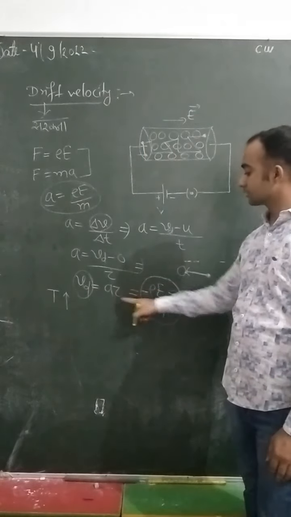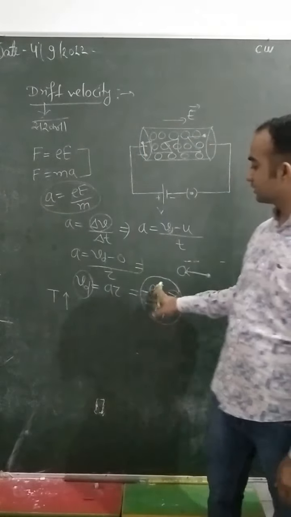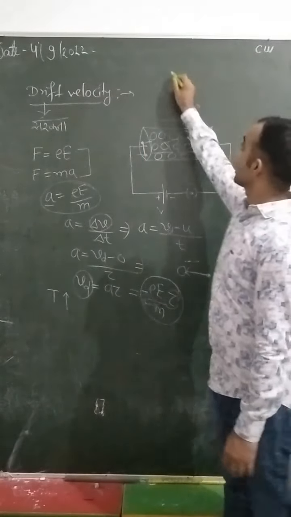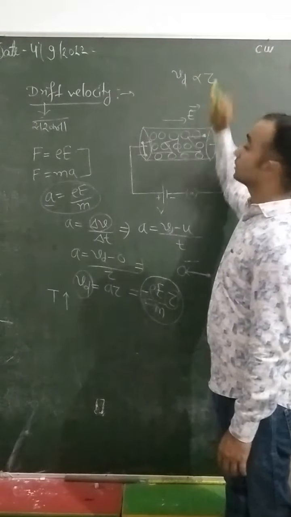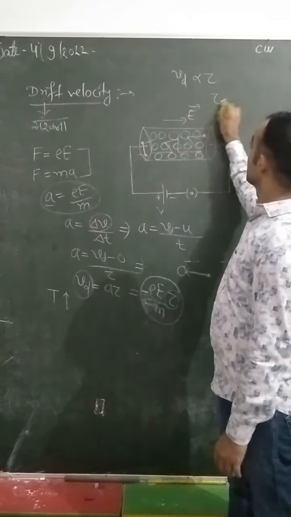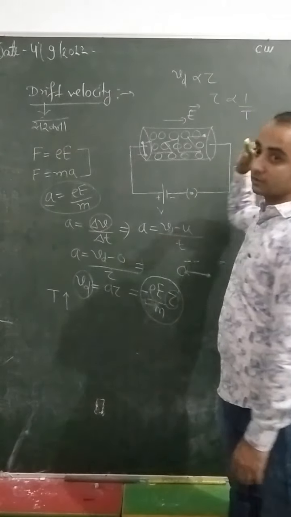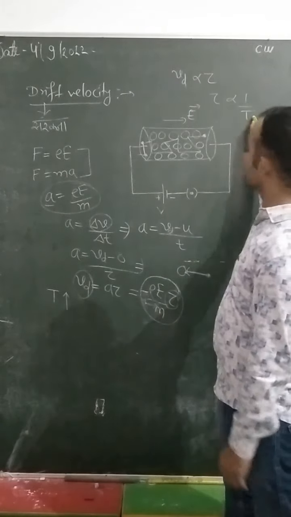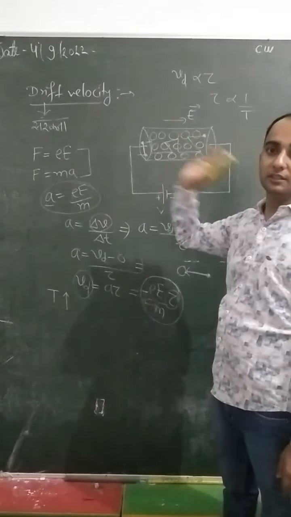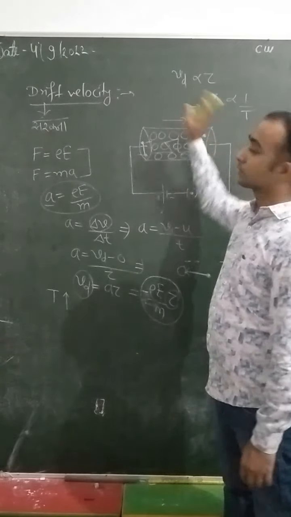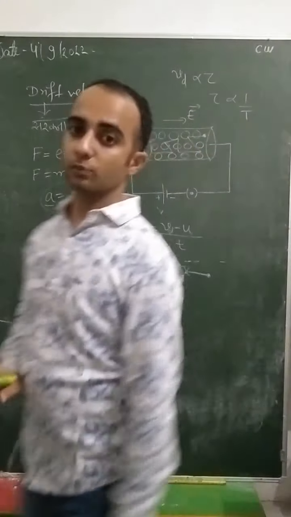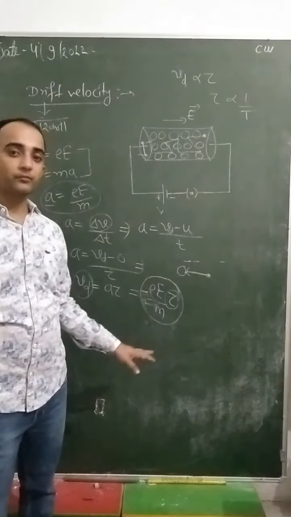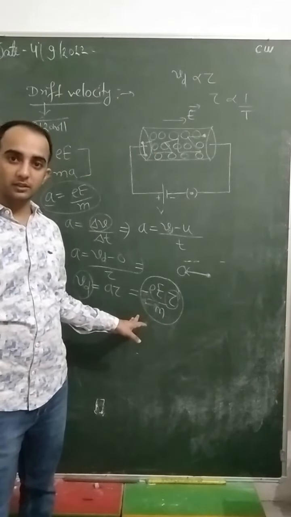So the time of relaxation will decrease, and if the time of relaxation decreases, then the drift velocity will also decrease, because drift velocity is directly proportional to tau, and tau is inversely proportional to temperature. If we increase the temperature, tau will decrease. So on increasing the temperature, drift velocity will decrease. These types of questions you have to prepare for your CBSE exam: what is drift velocity and what are the factors affecting the drift velocity?